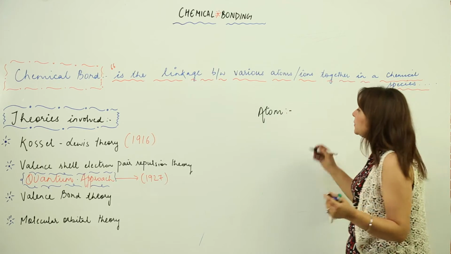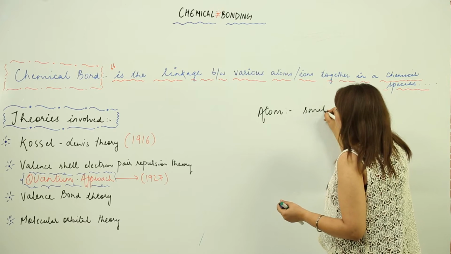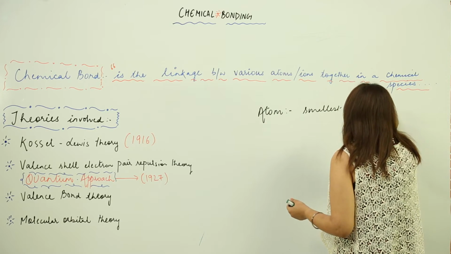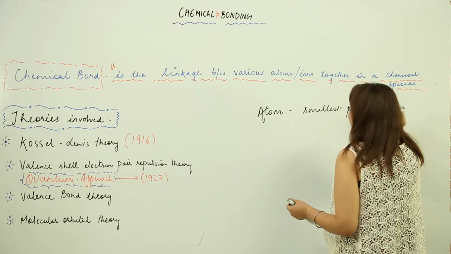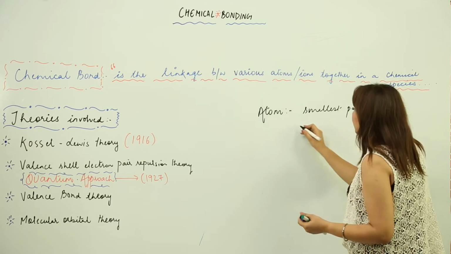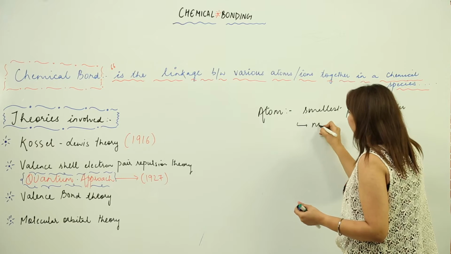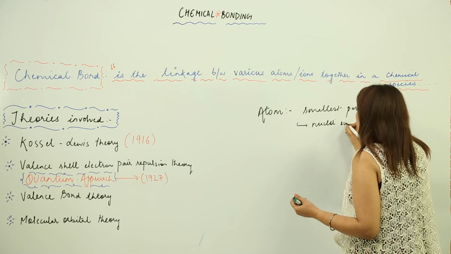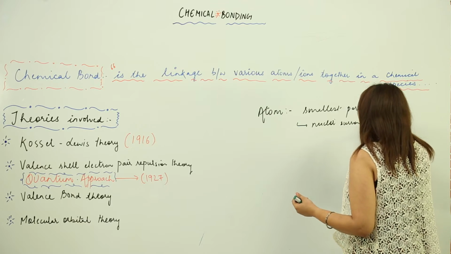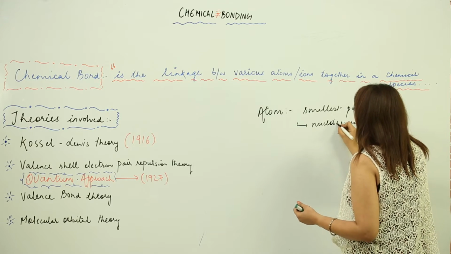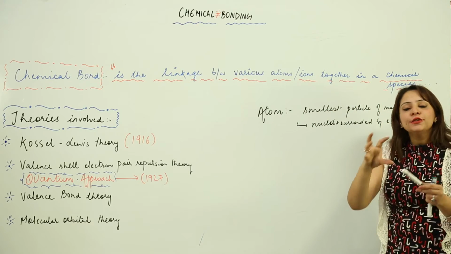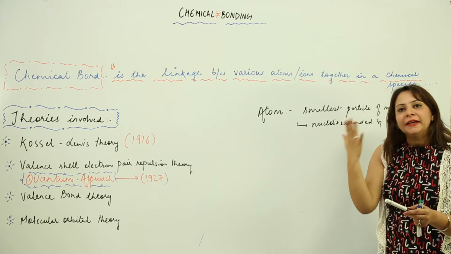Atom is the smallest particle of matter. We say that it is formed of a nucleus and surrounded by electrons. This is what we say, that an atom is the smallest particle of matter consisting of a nucleus, and obviously it is surrounded by the electrons.